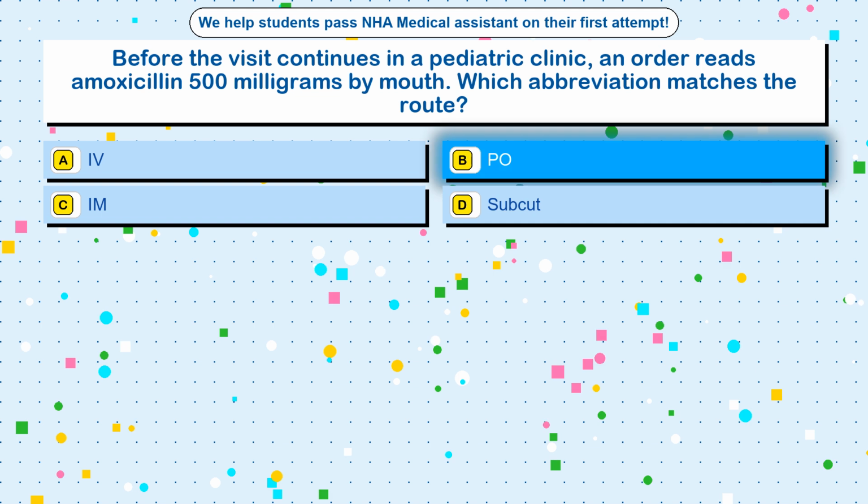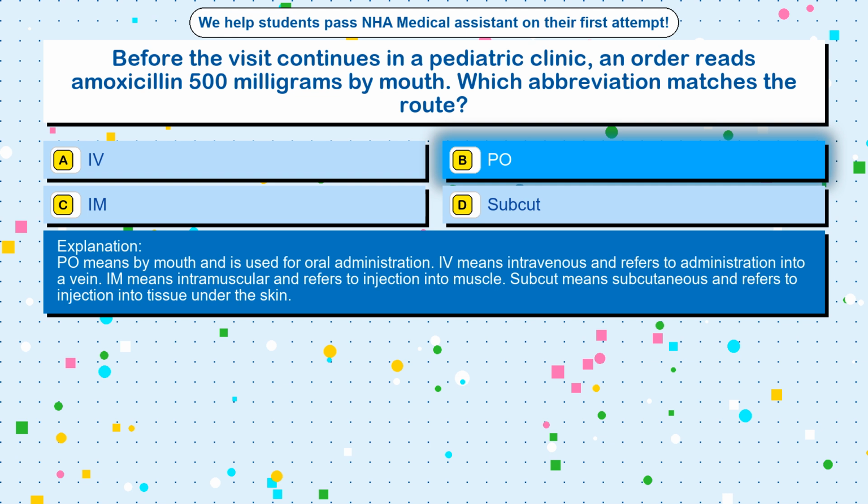PO. PO means by mouth and is used for oral administration. IV means intravenous and refers to administration into a vein. IM means intramuscular and refers to injection into muscle. Subcut means subcutaneous and refers to injection into tissue under the skin.